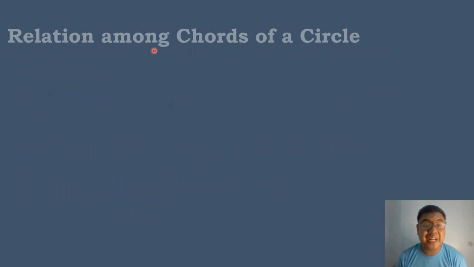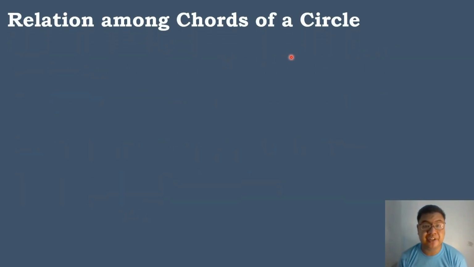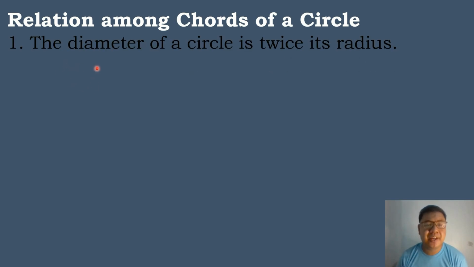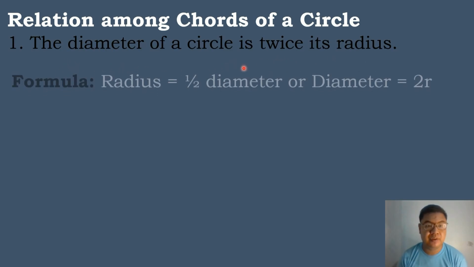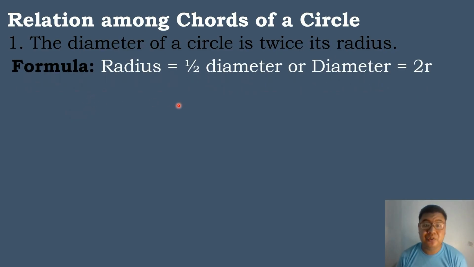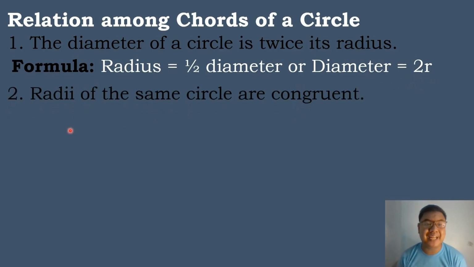So we have the relation among the chords of a circle. The first relation is that the diameter of a circle is twice its radius. So we have the formula: radius is equal to 1/2 times the value of the diameter, or diameter is equal to 2 times the value of the radius. Then the second relation: the radii of the same circle are congruent.